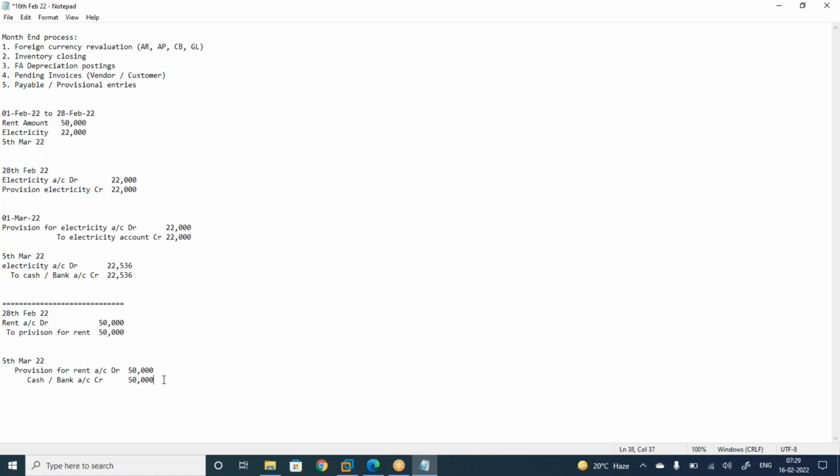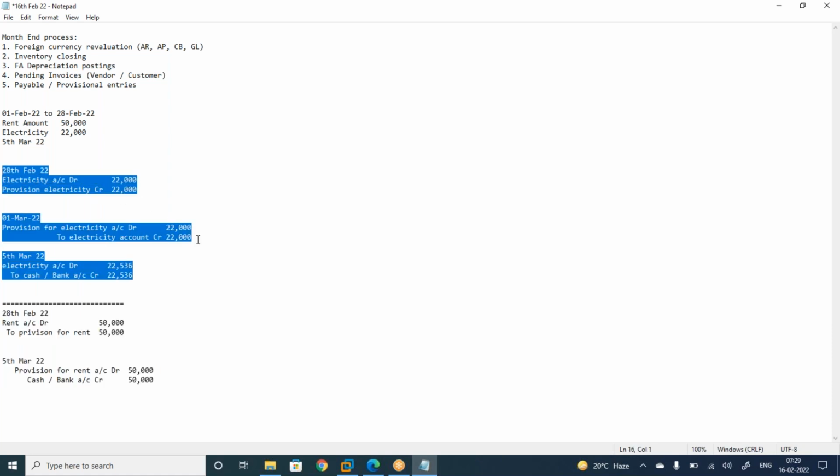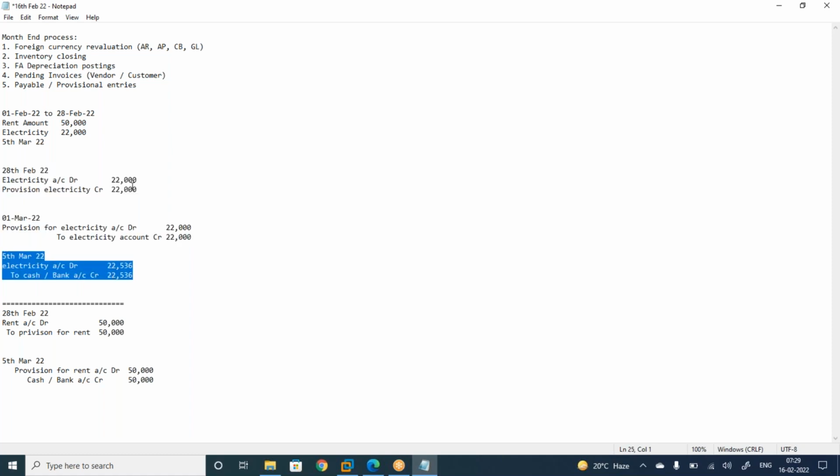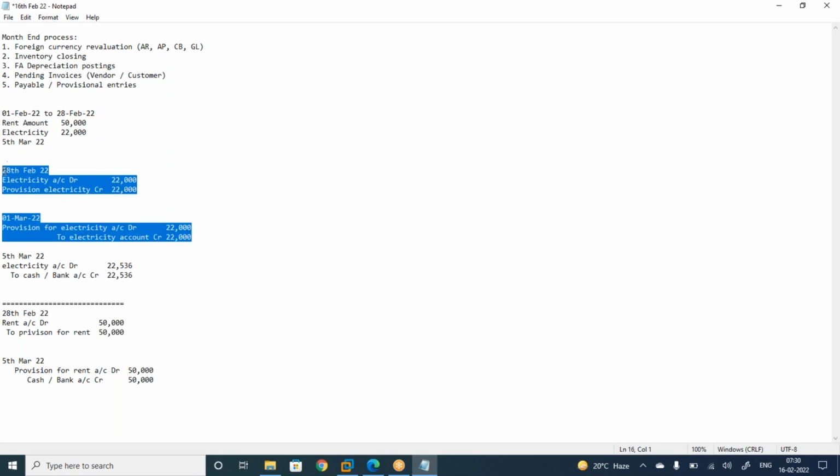This one I know the clear picture. Here I don't know the clear picture. That is the reason I'm doing a reversal entry on the immediate next day, and I'm doing the actual posting at the time of the bill. At least instead of 20,000 or 22,536, I'm showing roughly 22,000 in my electricity bill expenses. So that 22,000 estimation will be based on previous months? Exactly. On average, 1 month I'm getting 20,000, 1 month 25,000, 1 month 23,000. Roughly, we need to have some expenses.